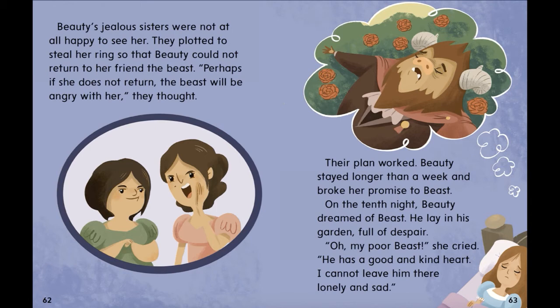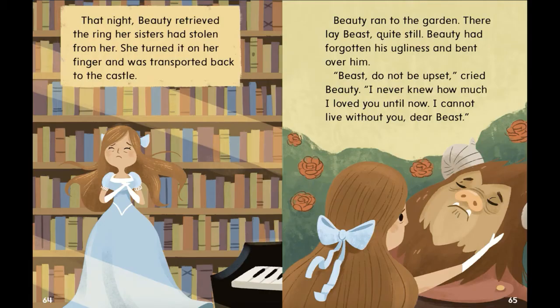On the 10th night, Beauty dreamed of Beast. He lay in his garden full of despair. "Oh, my poor Beast," she cried. "He has a good and kind heart. I cannot leave him there lonely and sad." That night, Beauty retrieved the ring her sisters had stolen from her. She turned it on her finger and was transported back to the castle.